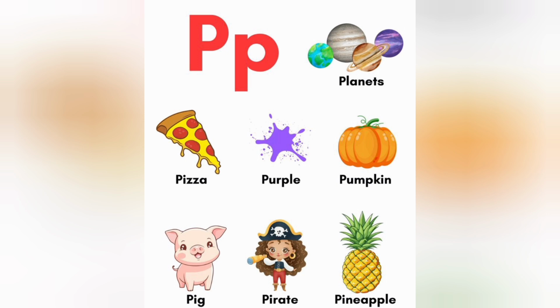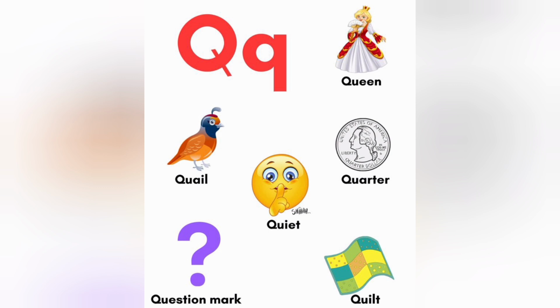Now let's repeat the letter with its sound. P, planets. P, pizza. P, purple. P, pumpkin. P, pig. P, pirate. P, pineapple.